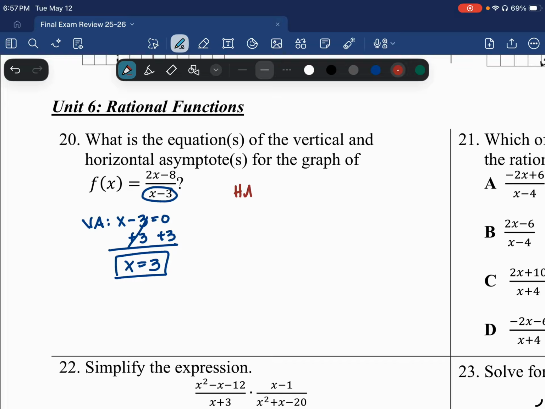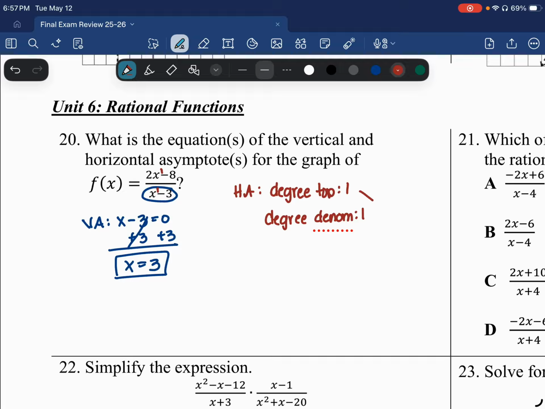For our horizontal asymptotes, that one depends on both numerator and denominator. So first we're going to look at the degree of the numerator, which is the highest exponent, which in this case would be 1. We're also going to look at the degree of the denominator, which in this case is also a 1. And we're going to compare. If it's top heavy, bottom heavy, or same, there are different rules. You can find your rules on your formula chart.